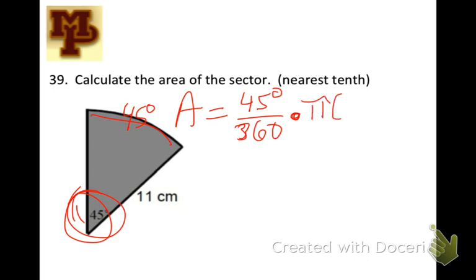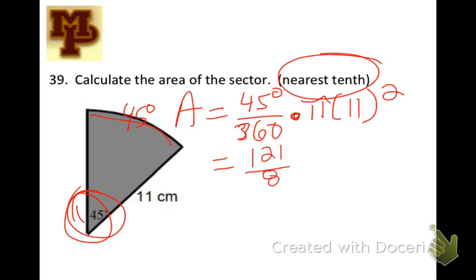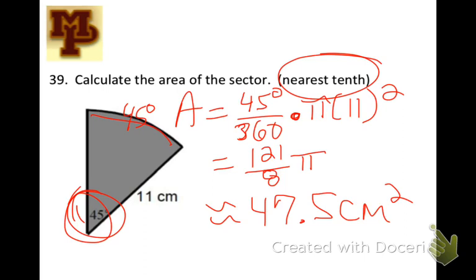So it's pi times 11 squared. And if it says to the nearest tenth, we can just multiply it all together to get the answer. So this one turns out to be 121 over 8 pi if you just did the number part. But again, it says nearest tenth, so you can just multiply all that together. 47.5, and that's going to be its area, so it's square centimeters.